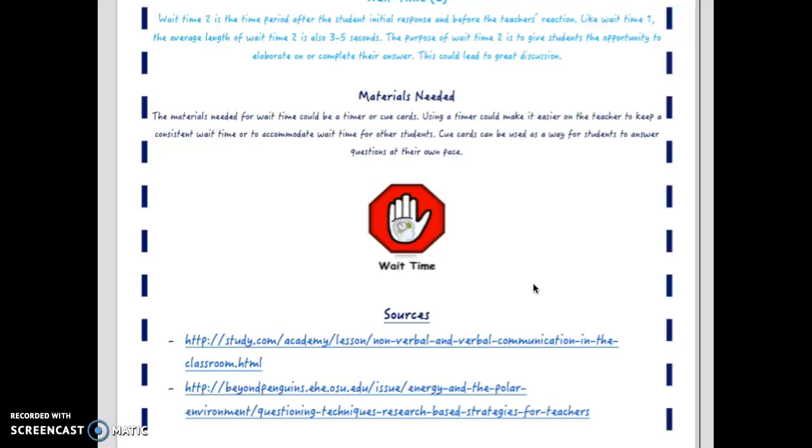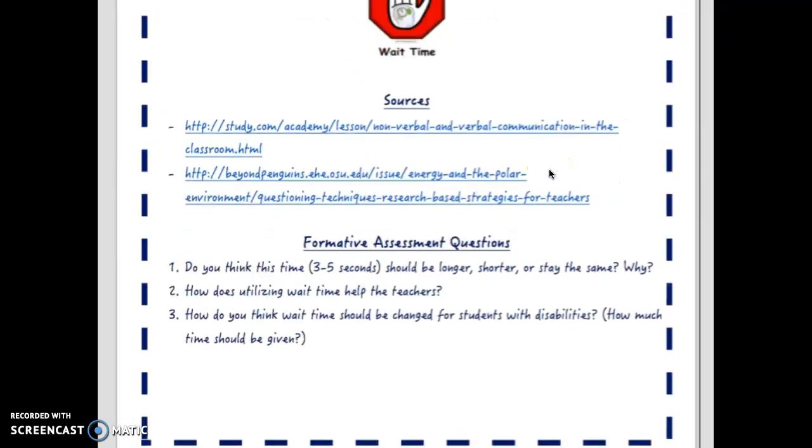Cue cards could also be used as a way for students to answer questions at their own pace. So you could give all of your students cue cards, which may say A, B, or C, and you ask them a question and you give them options A, B, or C, and then they can work at their own pace and think at their own pace before coming up with an answer and hold that answer up with a cue card. So that wait time would be based off just how much time they need. So yeah, that's wait time.